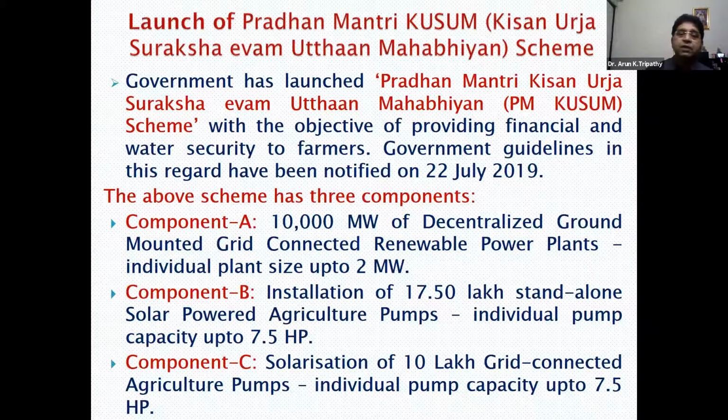So it's a very good proposition. So this is a scheme I was just going to talk about. The Pradhan Mantri Suraksha evam Utthaan Urja Suraksha scheme for the Kisan, for our farmers, in which component A is 10,000 megawatt of decentralized ground-mounted grid-connected renewable power.